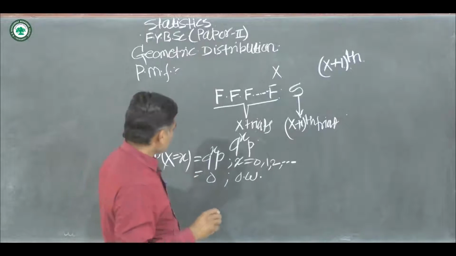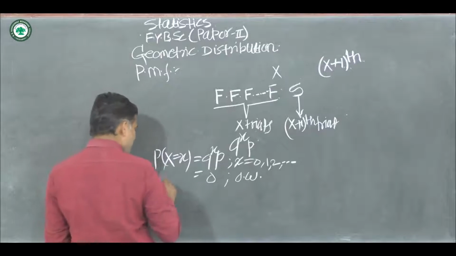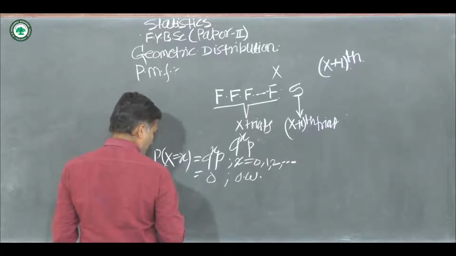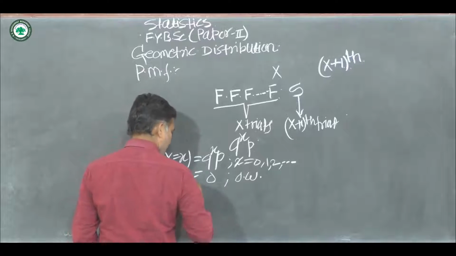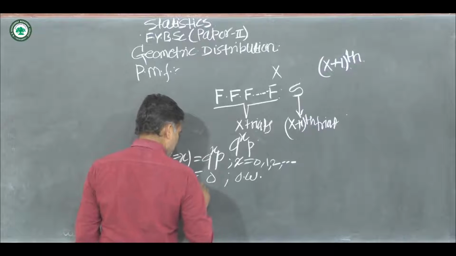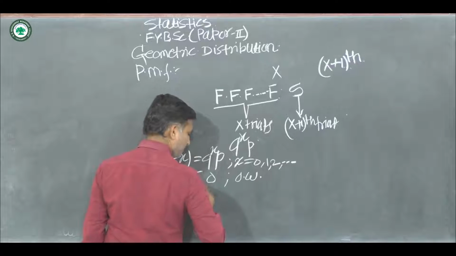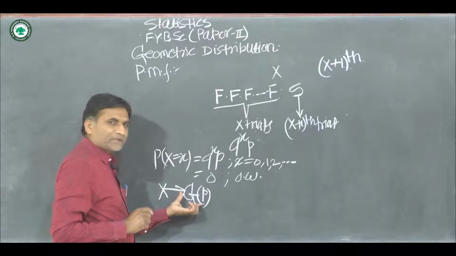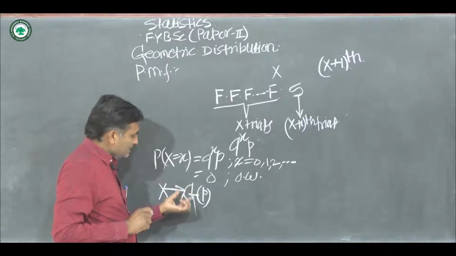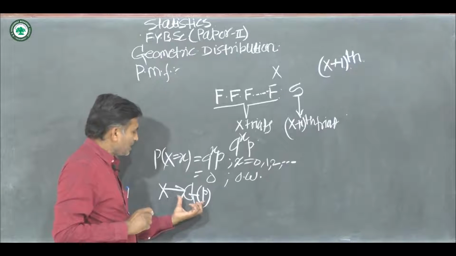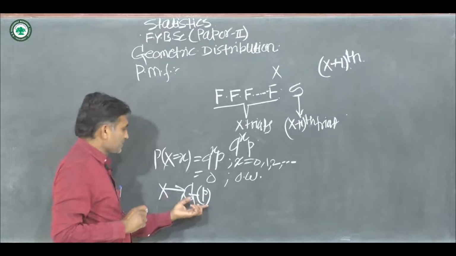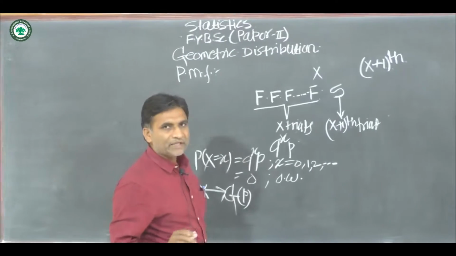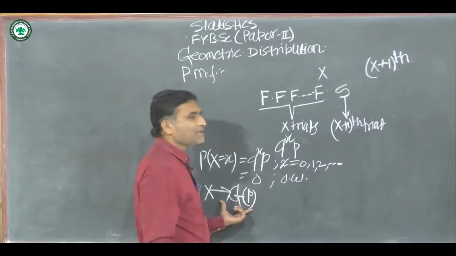Now the notation of geometric distribution is that the random variable X follows geometric distribution with parameter P. G stands for geometric, and P is the parameter of the geometric distribution. We use this notation, which can be read as X follows geometric distribution with parameter P.